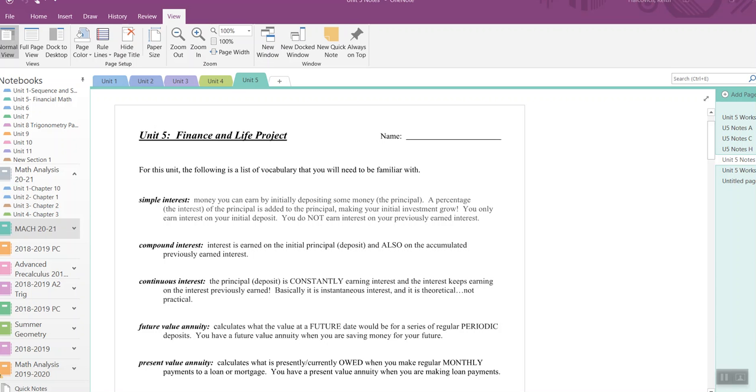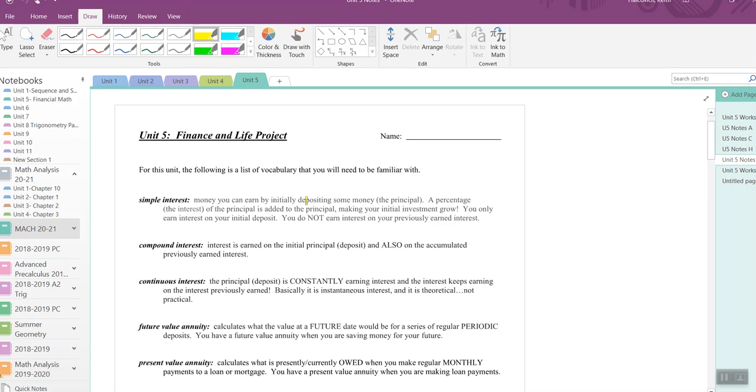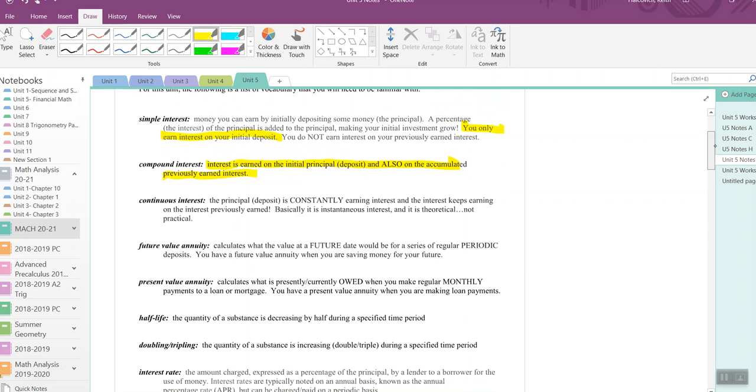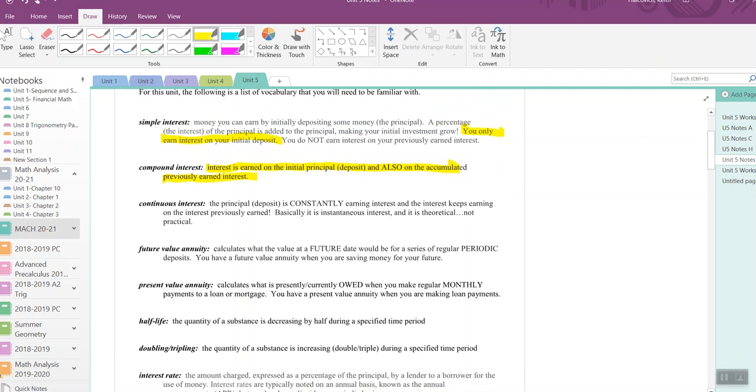The first page is just a list of terms. For example, simple interest. That's money that you can earn, where you just earn interest on the deposit, right? The interest is only on the deposit. Whereas compound interest is earned on the initial principal and on the accumulated amount. So you get interest on the total amount, not just the amount you deposited.